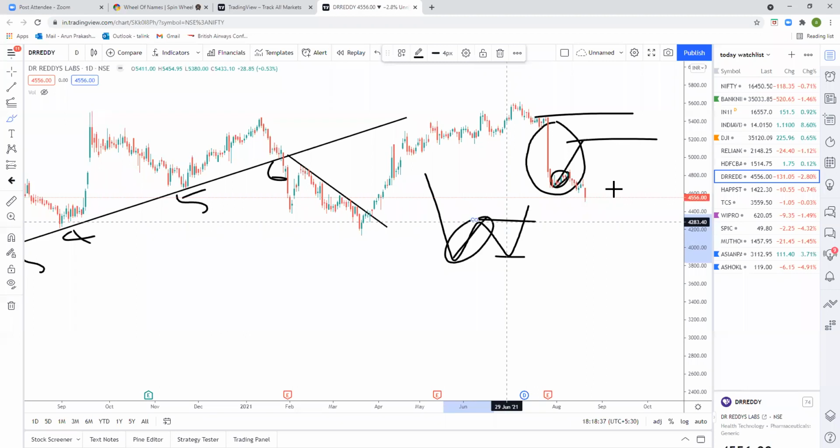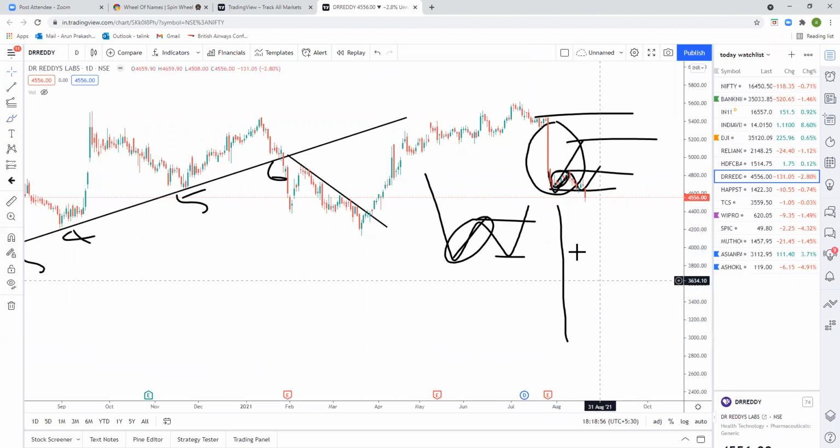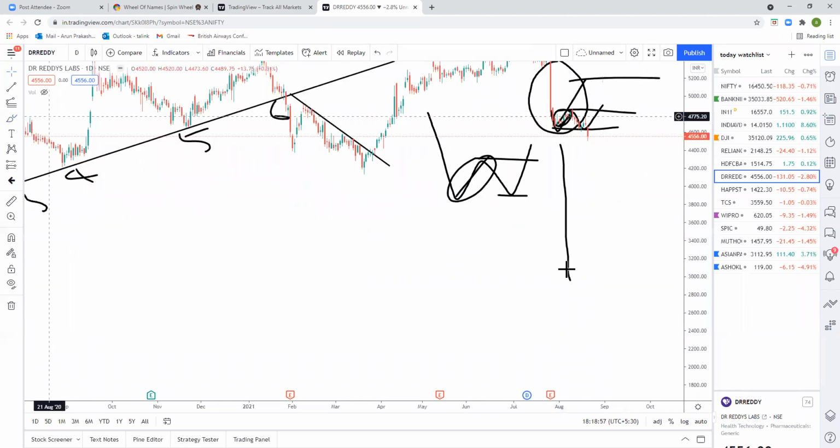So if this has happened, then at least you can take a trade here. At least there will be some sort of momentum. Okay. Now this is something which will happen because a stock cannot keep on falling like this. It will go up a bit, and again, the major trend will continue.